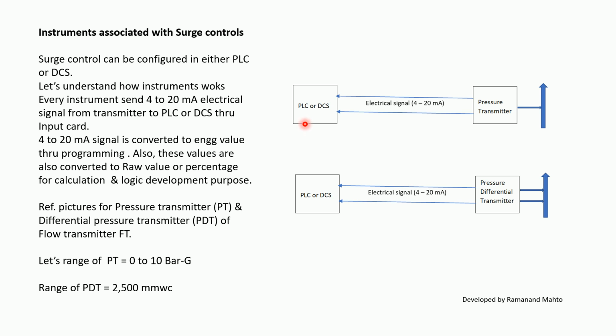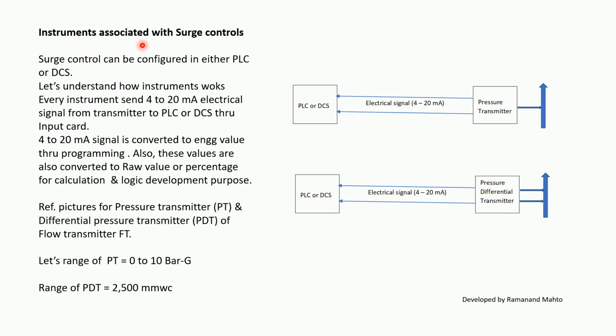This is a PLC or DCS, and this is a pressure transmitter in the field which is sensing pressure from the compressor inlet or discharge side. Similarly, a differential pressure transmitter is also installed on the compressor suction or discharge side, and the PLC or DCS reads these through an electrical signal of 4 to 20 milliamperes.